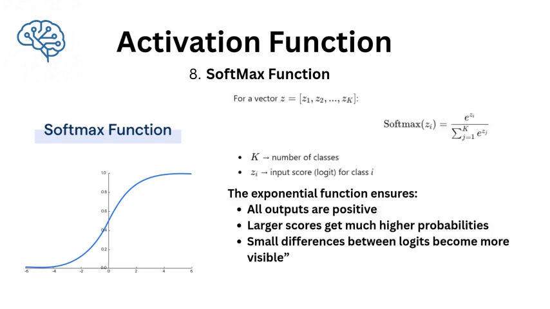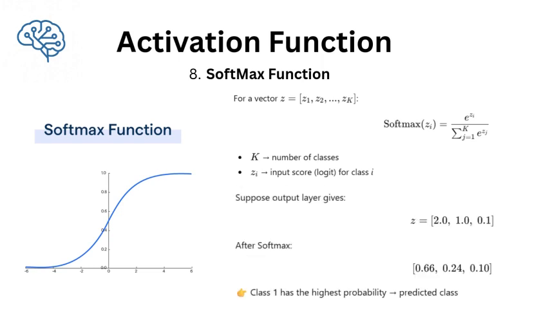The input vector is z = z1, z2, up to zk. The softmax is defined as softmax(zi) equals e to the power zi over the summation from j = 1 to k of e to the power zj. Here k is the number of classes, and zi is the input score, called the logit. The exponential function ensures that all outputs are positive, larger scores get much higher probabilities, and small differences between logits become more visible.